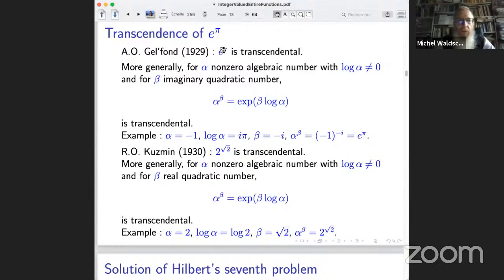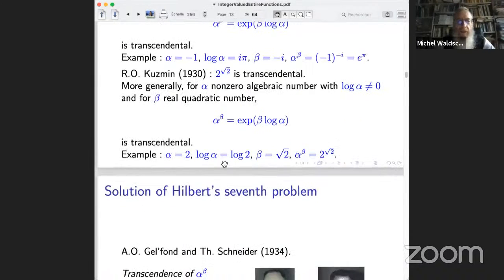So the result of Gelfond in 1929 works for imaginary quadratic numbers, and Kusmin extended this result to 2 to the power square root of 2, and more generally for the exponent beta a real quadratic number. So the two numbers which I mentioned before, exponential of pi and 2 to the power square root of 2, were proved to be transcendental in 1930.